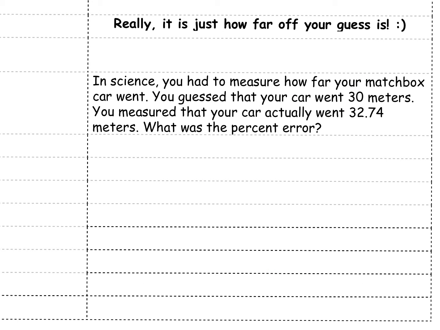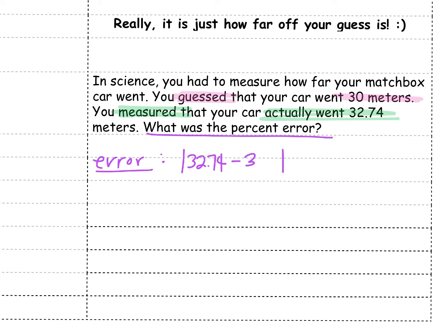So in science, you have to measure how far your Matchbox car went. You guessed your car went 30 meters. However, you measured your car actually only went 32.74 meters. And so it's asking us, what was the percent error? So first, remember, we have to find the error. And to find the error, it's going to be the absolute value of the actual minus your guess. So my actual was 32.74 minus my guess of 30. And when I do that, I ended up with 2.74. So this is my error. That's how far off my guess was.